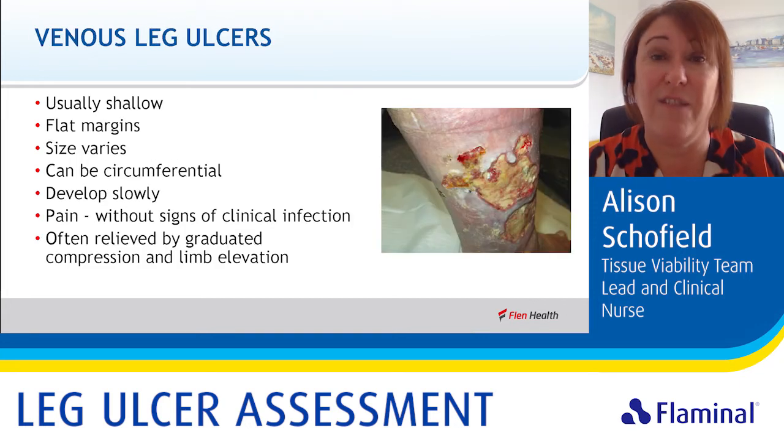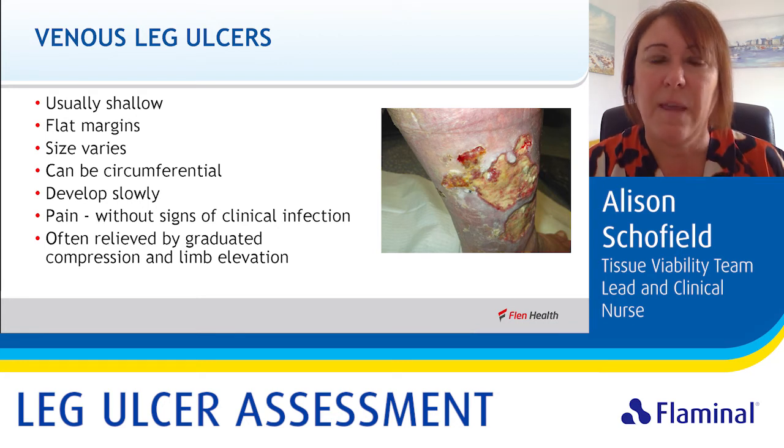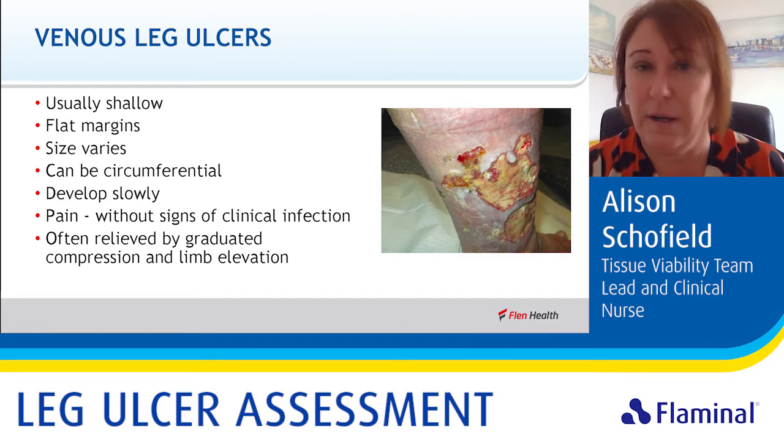So let's look at a venous leg ulcer itself. We've got a lovely photograph there of a typical venous leg ulcer. These are usually shallow in the tissue. They have flat margins. The sizes can vary, so we can get small ones, but they can be right round the whole of that mid gaiter area of the leg. They often develop more slowly, but without treatment they will grow and grow. I've seen patients who've had them weeks, months, years before they've been referred into the right systems to get assessment and treatment.